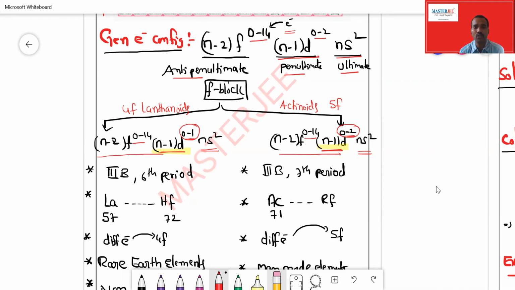So lanthanoids belong to what? They belong to group 3B, sixth period. From lanthanum 57 to hafnium 72 are called lanthanoids.